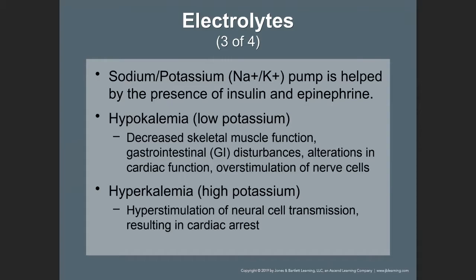Hyperkalemia, high potassium. If there are high potassium levels in the blood, that means there is not enough potassium inside of the cell. When that occurs, it causes hyperstimulation of neural cell transmission, which will cause the patient to go into cardiac arrest.